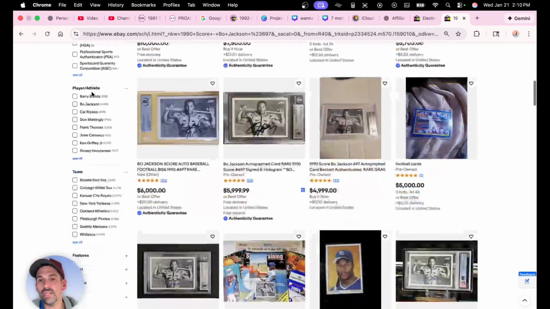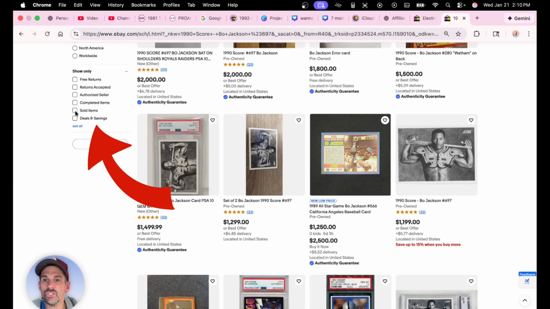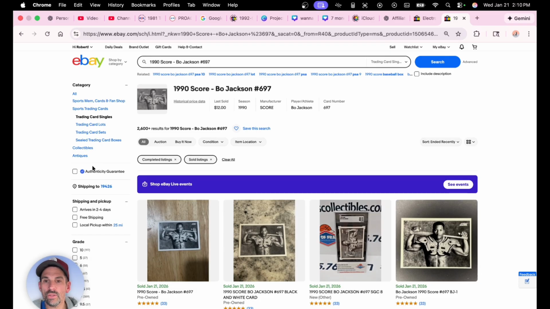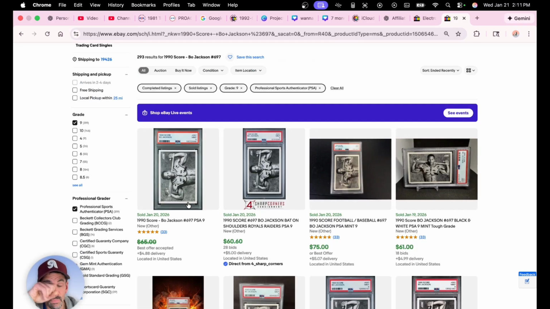On the left-hand side, if you go down all the way to the bottom where it says show only, you need to check off these two things, completed items and sold items. Once I check off those two, you'll see how they pop up here, these little bubbles. Now I'm only looking at cards that sold and that sale has been completed, meaning that the person's payment has been processed, the card has been delivered.